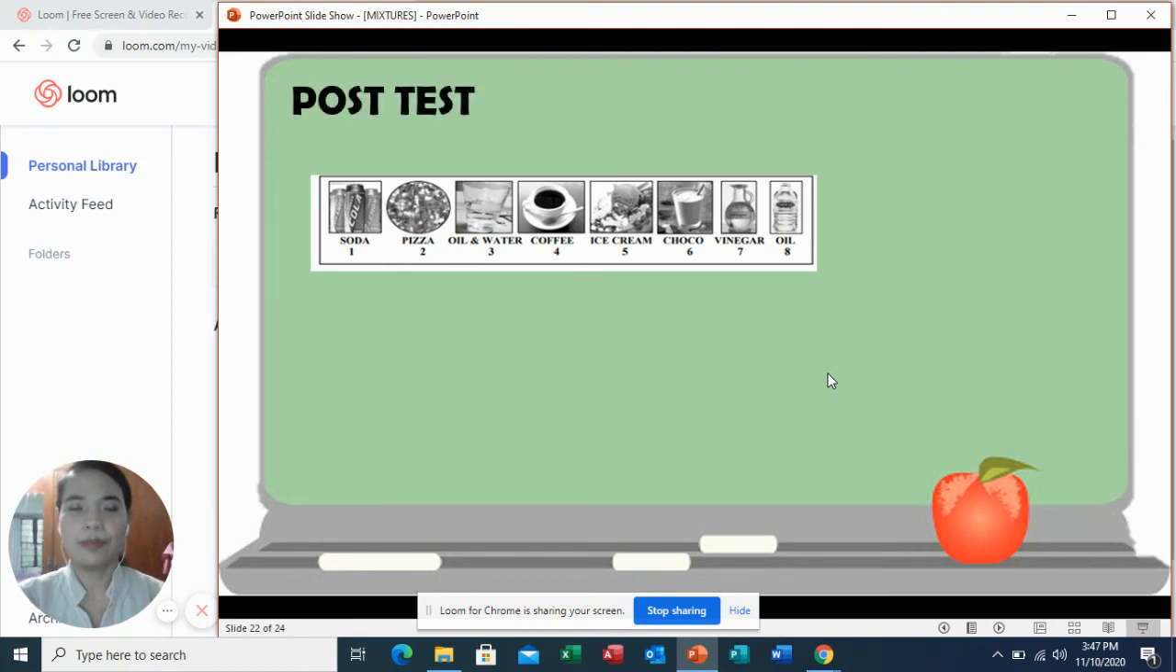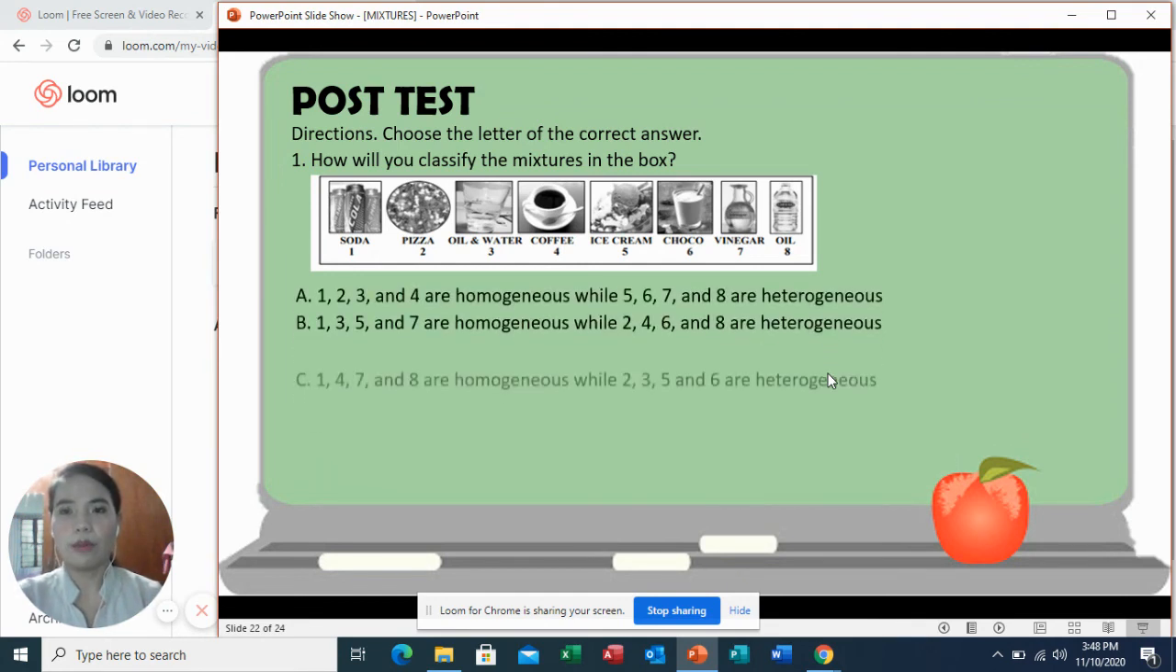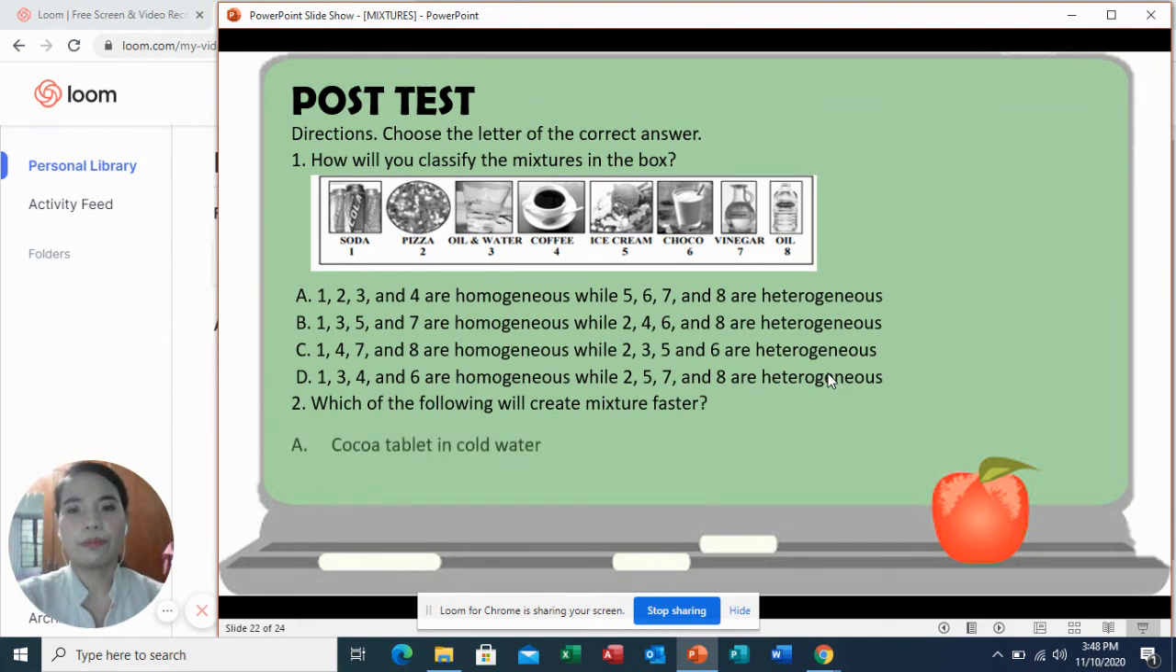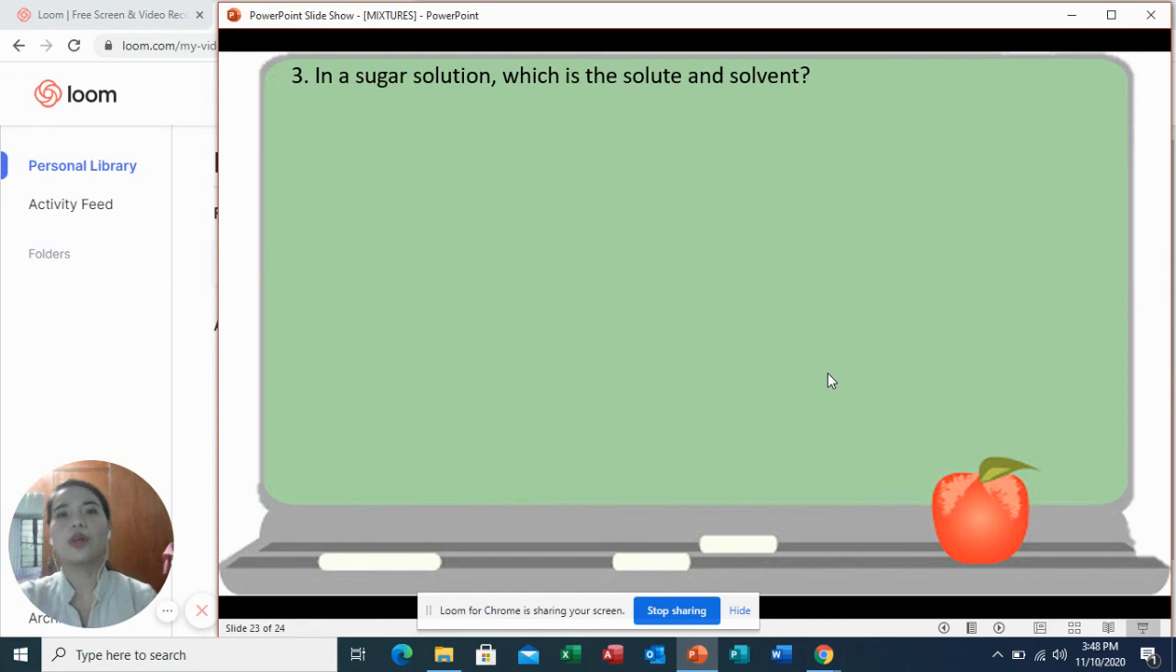Okay, another case, if you have answered all the activities and other tasks, you can now go on to the post test. Okay, choose the letter of the correct answer. How will you classify the mixture in the box? Okay, these are the given choices. So you have four choices, A, B, C, D. Then number two, which of the following create mixture faster? Okay, so you have four choices also. Then number three, in a sugar solution, which is the solute and the solvent?